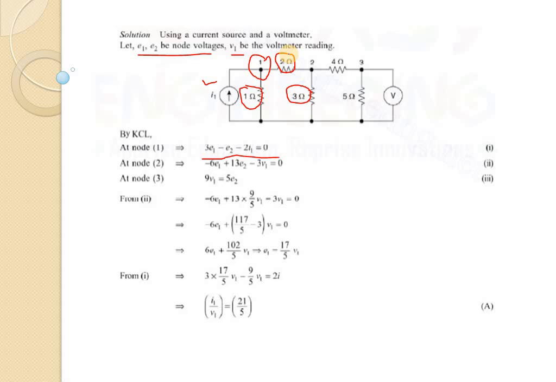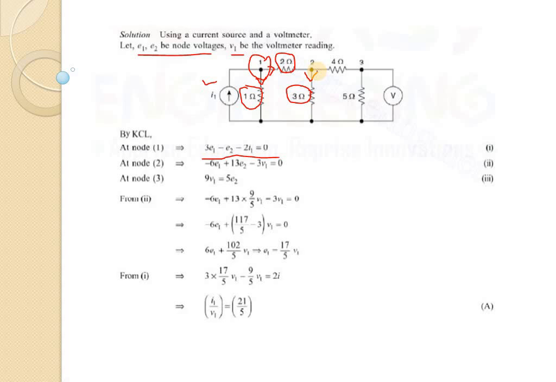So the summation of currents leaving a node equals 0. Here this is only in this direction and these are in this direction. That means all the currents except 3E1 are in the opposite direction.